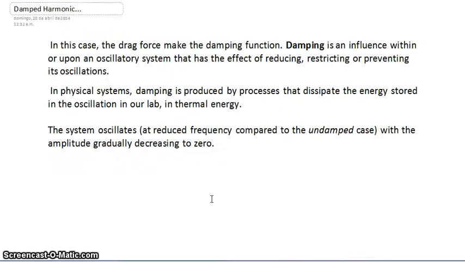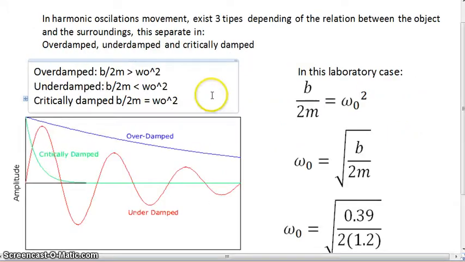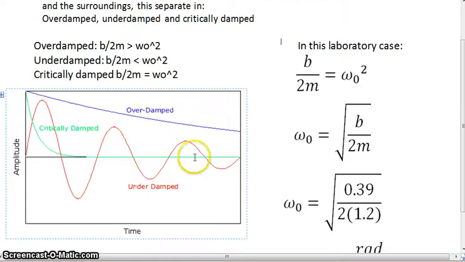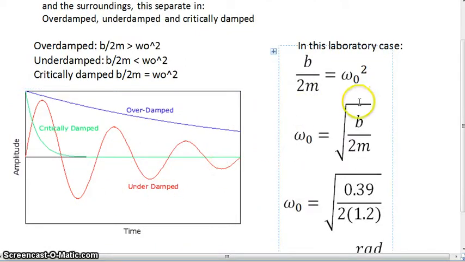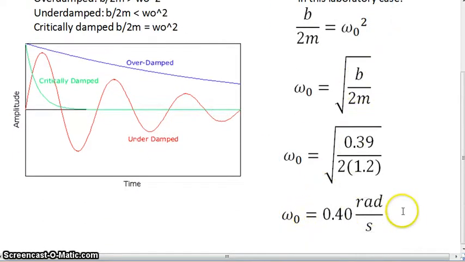The damping in an oscillatory system has the effect of reducing, restricting, or preventing its oscillation, and the frequency and amplitude gradually decrease to zero. In our case, it's an underdamped situation, and this is the initial omega calculated.